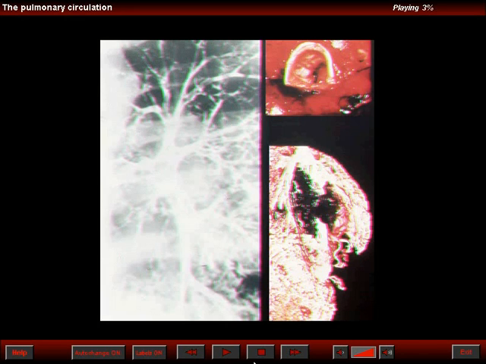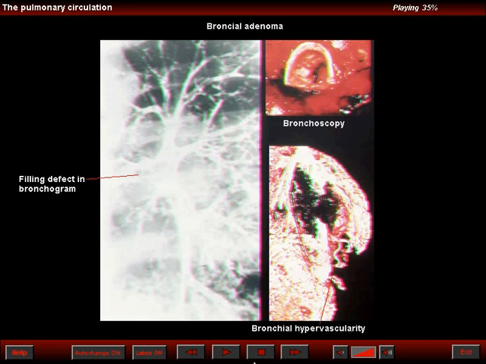This is a patient with a bronchial adenoma. To your left is a bronchogram that shows a filling defect in the left main bronchus. To your right, the upper image is the endoscopic appearance of the bronchial adenoma, and the lower image is a cast corrosion preparation that shows abundant bronchial arteries that supply the lesion.